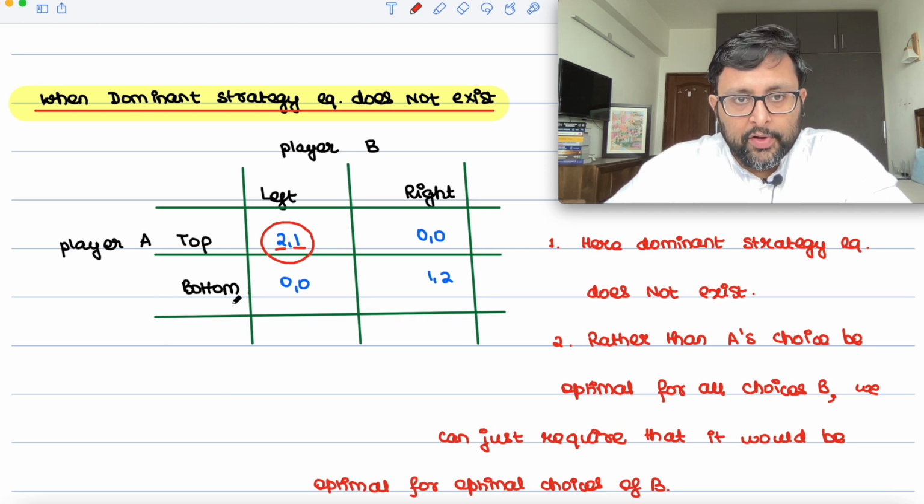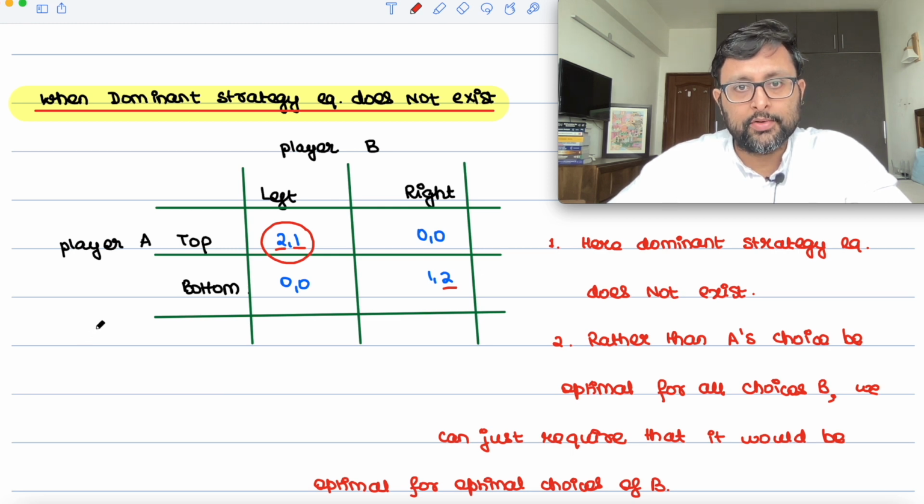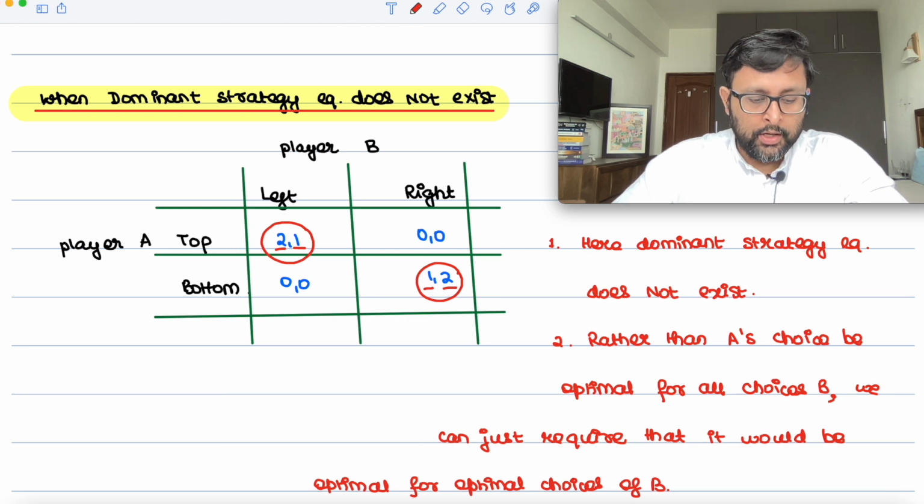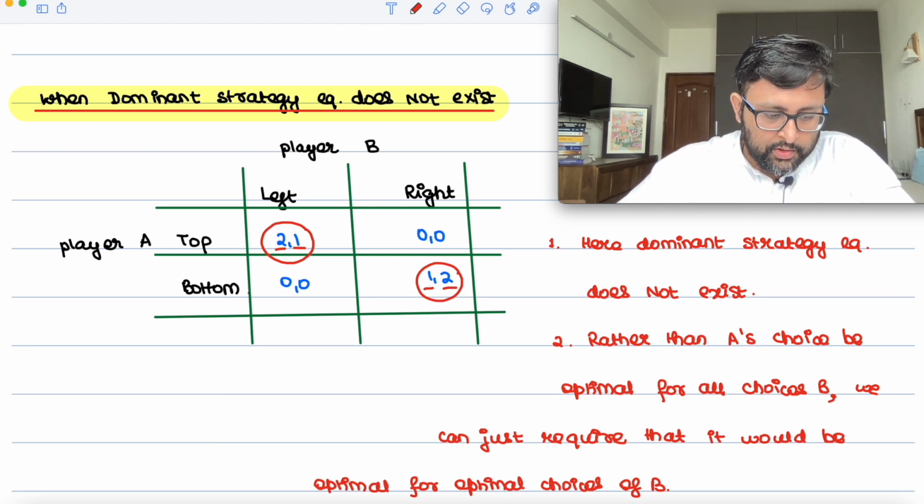Similarly, if player A plays bottom, player B has a choice between left and right. He's comparing 0 and 2. He's going to choose 2. If player B plays right, player A has a choice between top and bottom, comparing 0 and 1. He will choose 1. So you have a Nash equilibrium here. There are two Nash equilibriums.